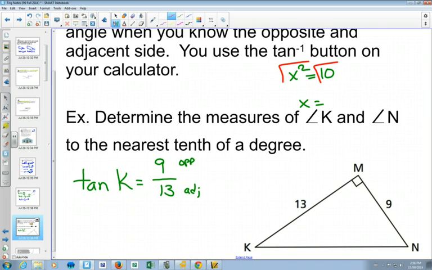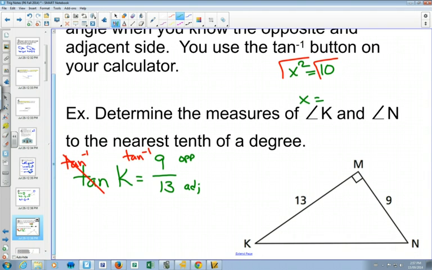The way they write it is tan with a little -1 as an exponent. That means tan inverse. So if I do tan inverse on one side of an equation, I do tan inverse on the other side, it cancels out the tan, and I'll be left with just K on this side, and on the other side, I'll have tan inverse of 9 over 13.